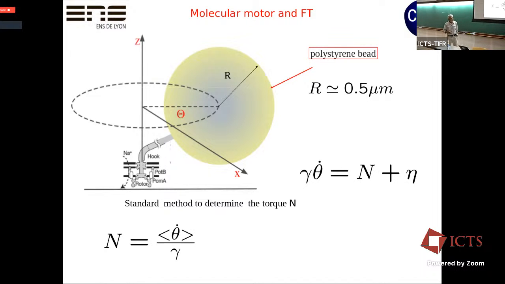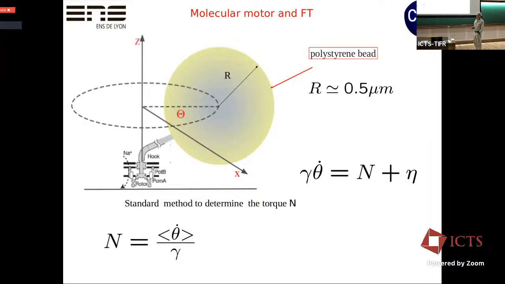But now, in principle, I describe the motion of the bead using a Langevin equation. Theta is the position of the bead on the circle. This term is gamma theta dot, this is the torque that is applied by the motor, and of course I have thermal noise, which is due to the fact that the bead is inside the liquid. So this is the standard method.